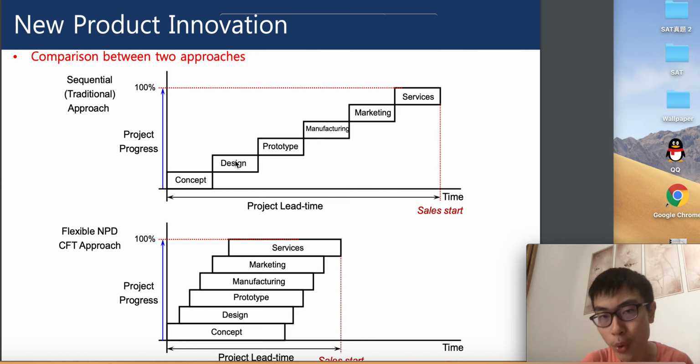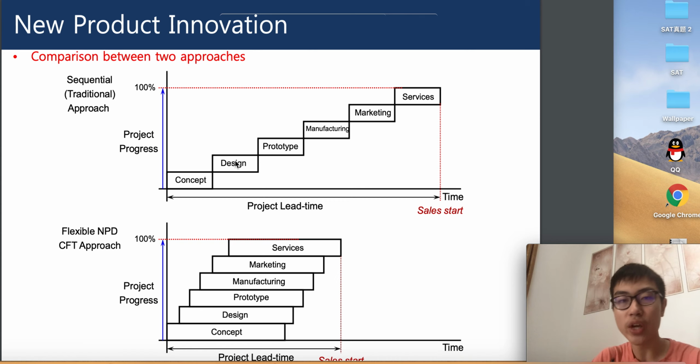What are the characteristics of the sequential approach? So first of all, you can see the communication is actually a forward communication. What do I mean by forward communication? Because as you can see, there's no backward communication in the system. After the concept team has given the concept to the design team, the concept team is not working anymore, because the design team has to come out with designs that are ready for the prototype. So the concept team cannot amend or edit its concept.